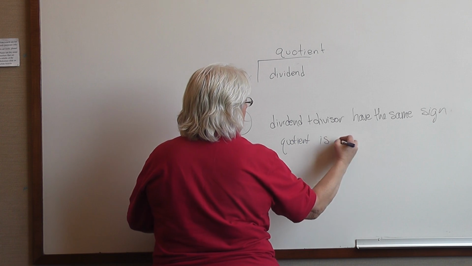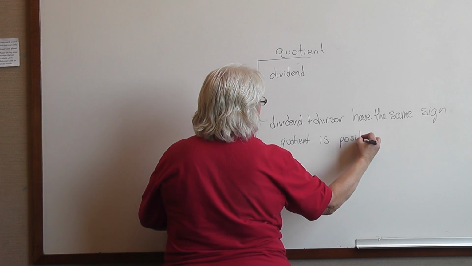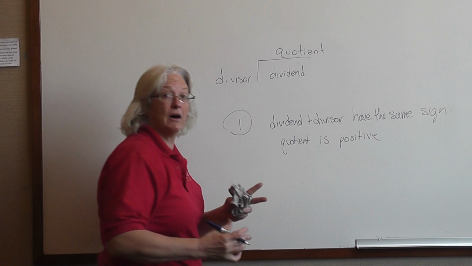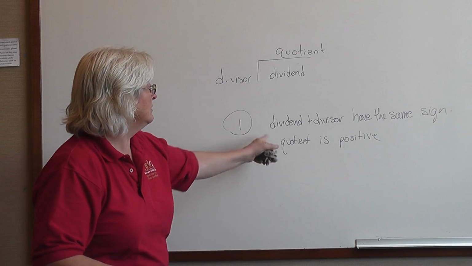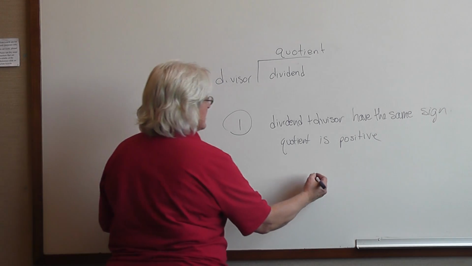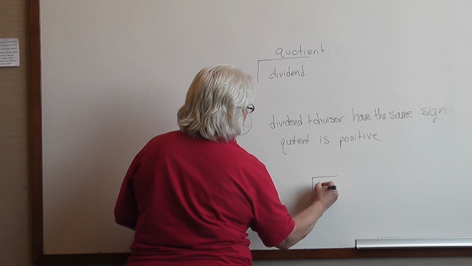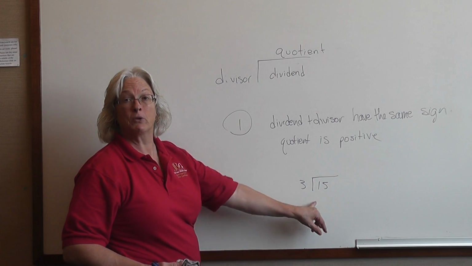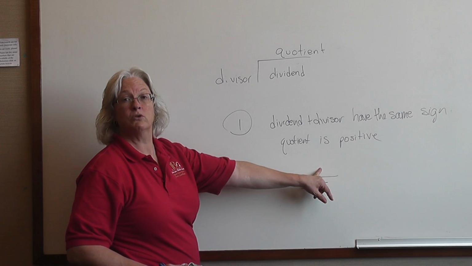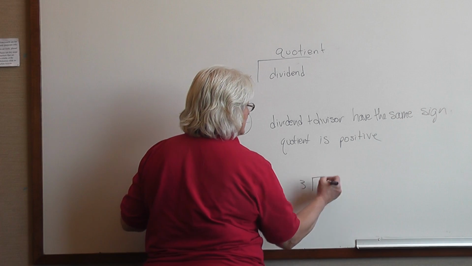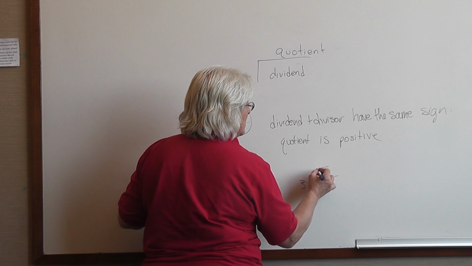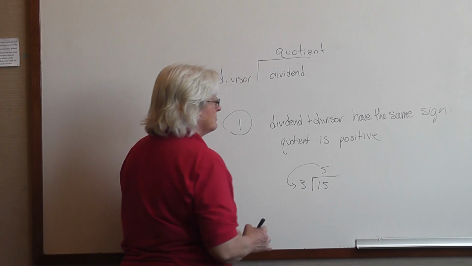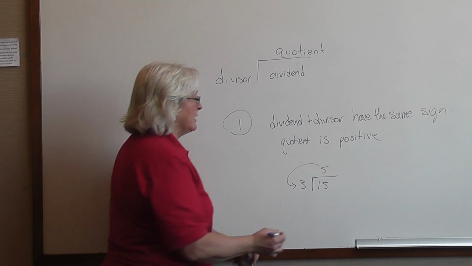Quotient is positive. And you can check this by multiplying it out. Let's do an example here. Dividend and divisor have the same sign. 15 divided by 3. They're both positive. The quotient, or the answer, has to be positive. Obviously, 15 divided by 3, 5 times 3 is a positive 15.